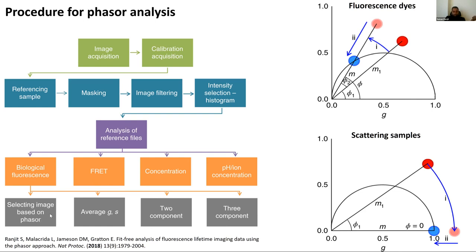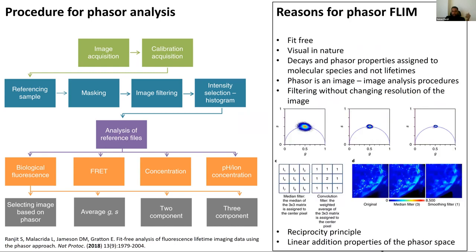And in terms of biological fluorescence, either you can select image average, which is the two-component analysis, shown in the last one, and then the three-component measurements, which Alex mentioned, and I'll go back to that in a second. Why do we do this? It's fit-free, so it's very fast. It's visual in nature. The phasor properties are assigned to molecular species and not lifetime. So we're not calculating just lifetime without knowing what the species is. We are actually assigning to the specific species and calculating their fractions.